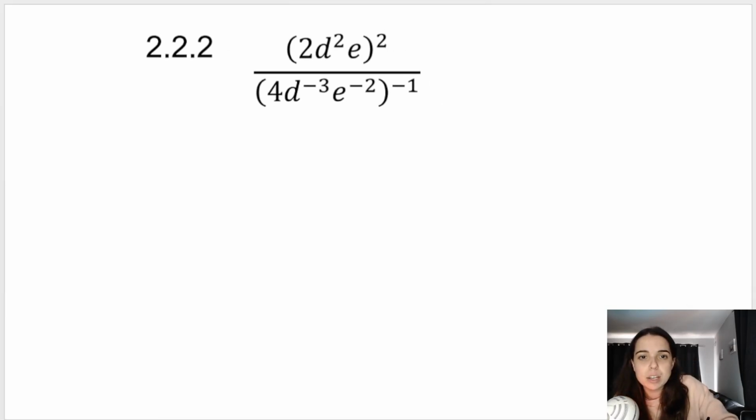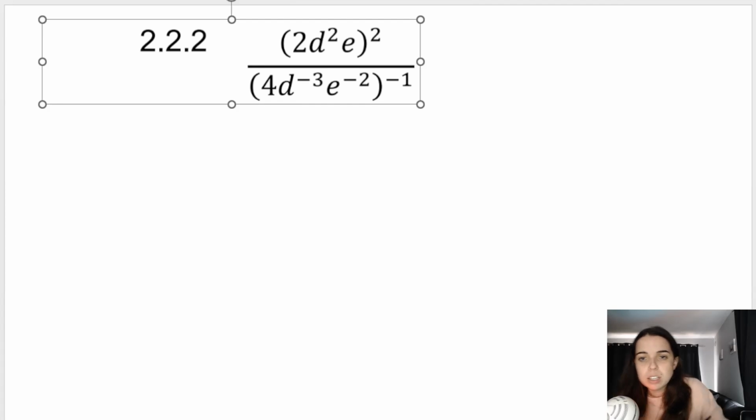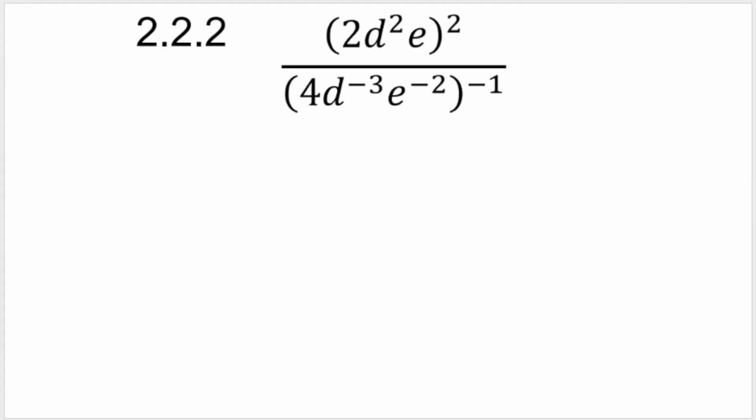So if I make this a little bit bigger, maybe that'll help us. The 2 has an exponent of 1, like that. The d has an exponent of 2. The e has an exponent of 1. Okay, let's deal with the top first. We'll come back to the bottom now.